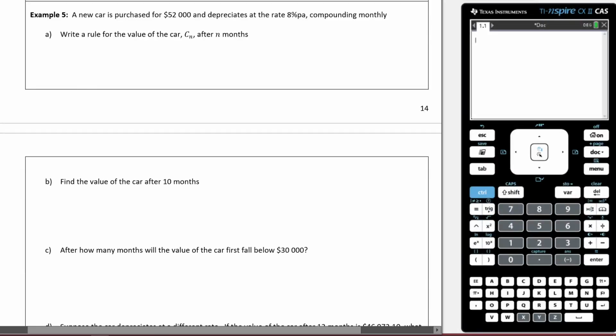All right, we've got this question before us. It says a new car is purchased for $52,000 and depreciates at a rate of 8% per annum, compounding monthly. Write a rule for the value of the car, C of N, after N months.